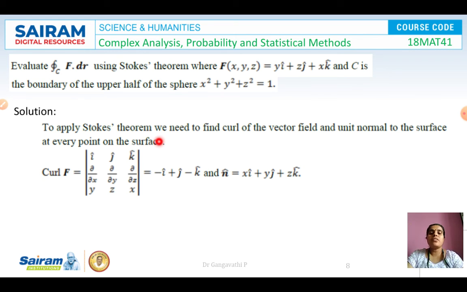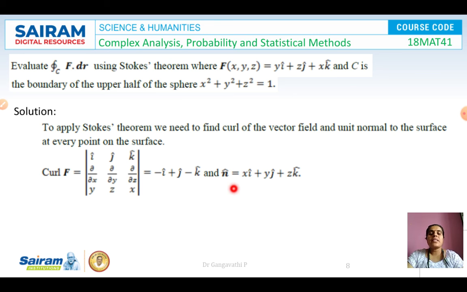Here, to apply the Stokes theorem, it is a must for us to find the curl of the vector field and the unit normal to the surface. So curl f, by the definition we know, is the determinant of i j k, dou by dou x, dou by dou y, dou by dou z, and the i, j and k components of f. On solving this determinant we get i into dou by dou y of this is 0, dou by dou z of this is minus 1. Similarly j into dou by dou x of this is 1 and dou by dou z of this is 0, plus k cap into dou by dou x of this is 0, dou by dou y of that is 1. So we get minus i plus j minus k cap.